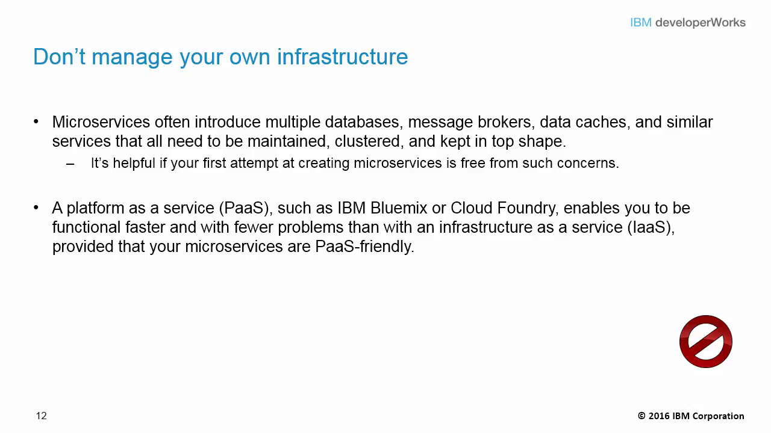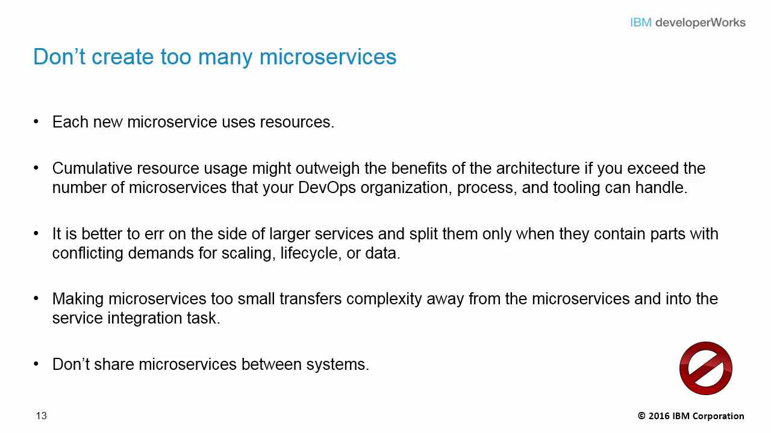A PaaS such as IBM Bluemix or Cloud Foundry enables you to be functional faster and with less headaches than with an infrastructure as a service, providing that your microservices are PaaS friendly. Each new microservice will use resources. Cumulative resource usage may outweigh the benefits of the architecture if you exceed the number of microservices that your DevOps organization, process, and tooling can handle.